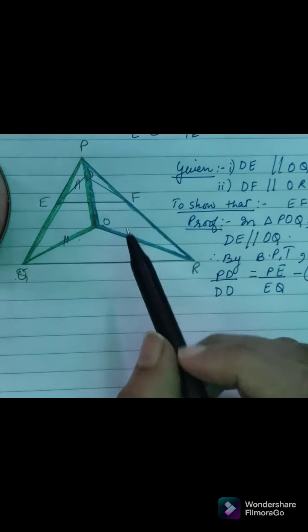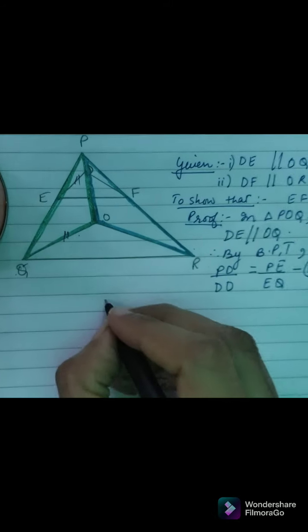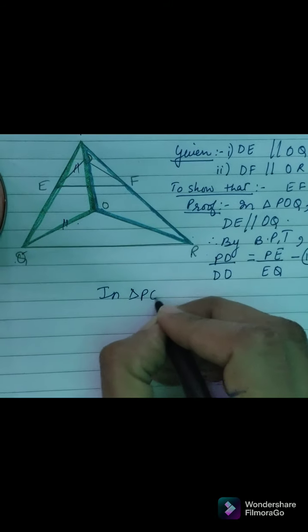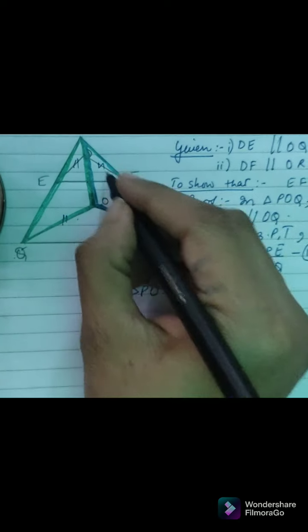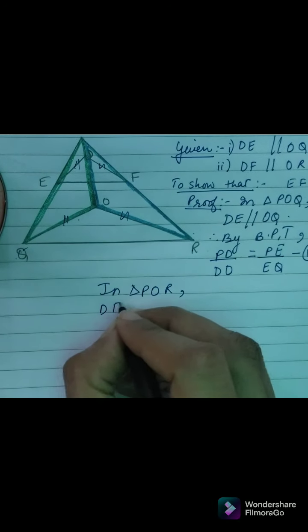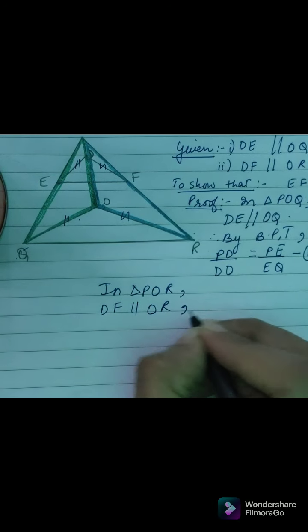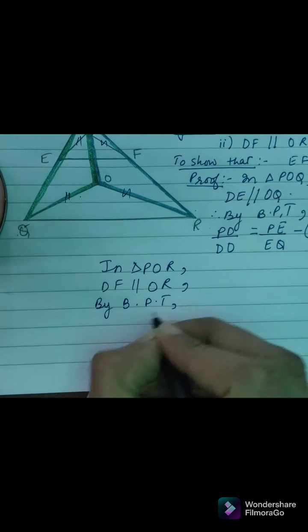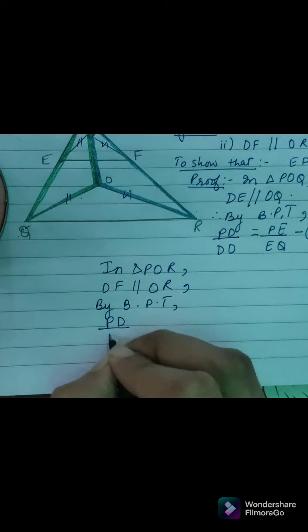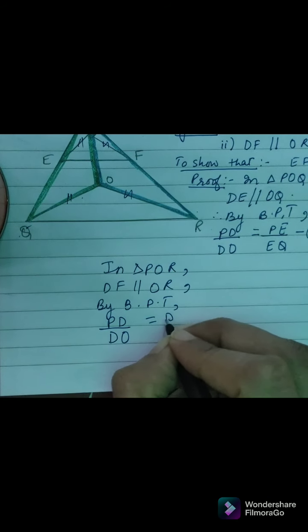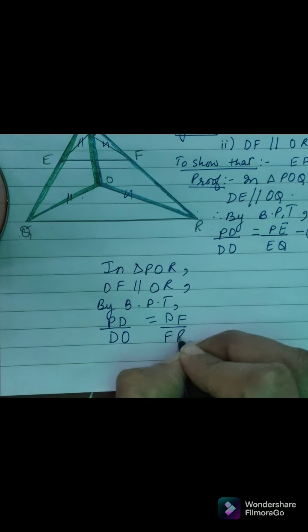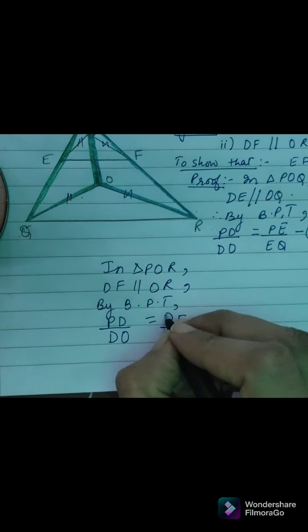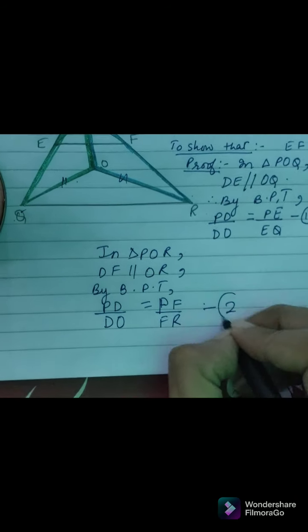Now I'm taking triangle POR. So in triangle POR, again DF is parallel to OR. So what do I get? By basic proportionality theorem, yes, PD upon DO is equal to PF upon FR. Okay, so I'm going to mark this as 2.